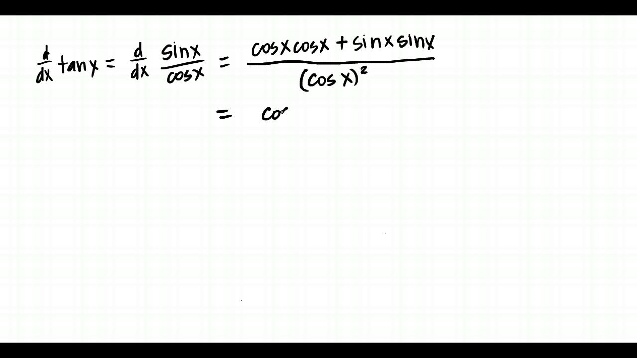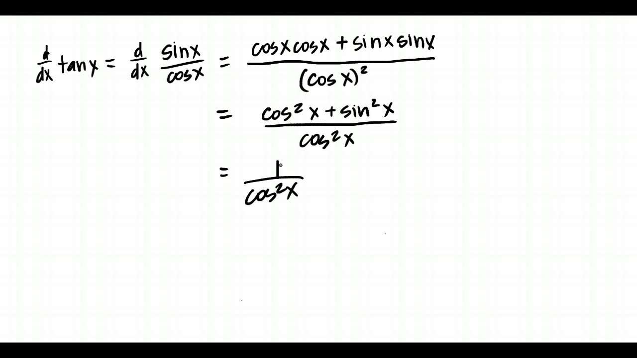So the numerator is now cosine squared x plus sine squared x, all over cosine squared x. So hopefully something is screaming out to you to simplify, which is the numerator. Cosine squared x plus sine squared x is a Pythagorean identity. It equals 1 over cosine squared x. And now this is a reciprocal identity. 1 over cosine is secant. So since there's 2 copies, it's secant squared x. So the derivative of tangent x is secant squared x.